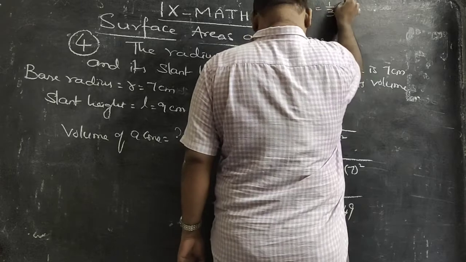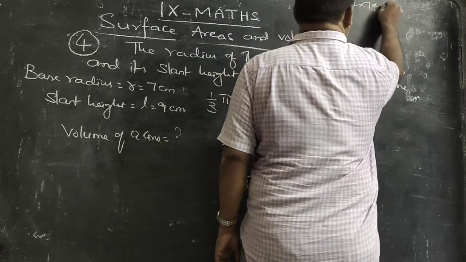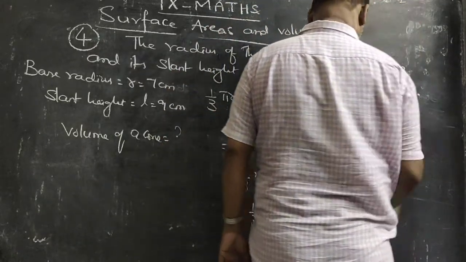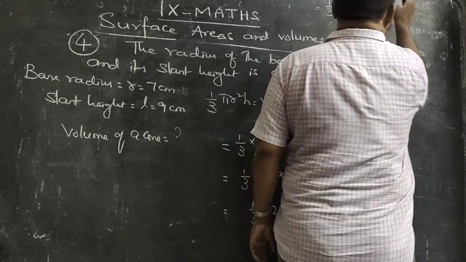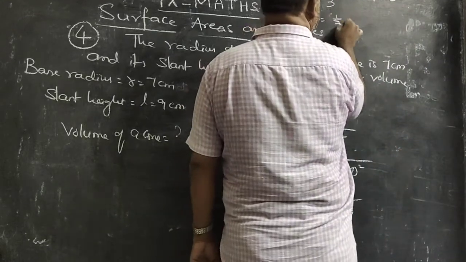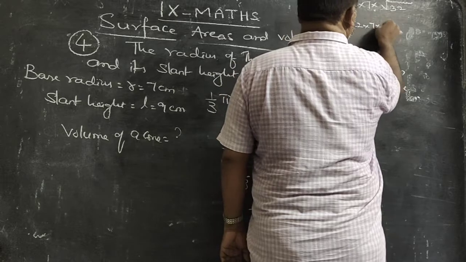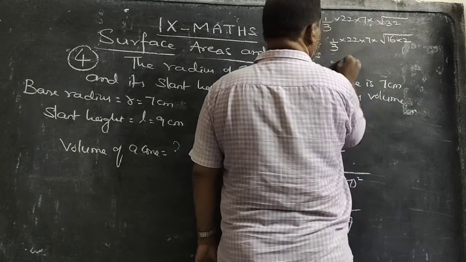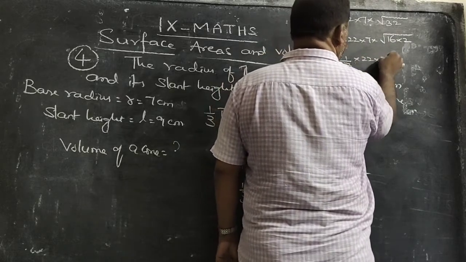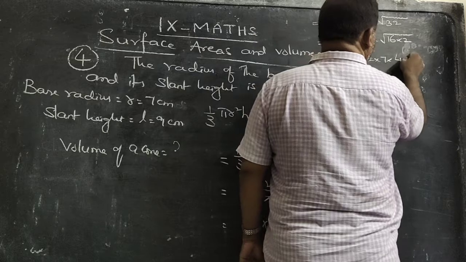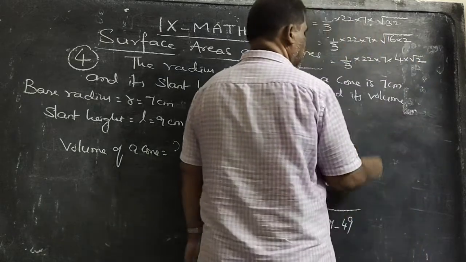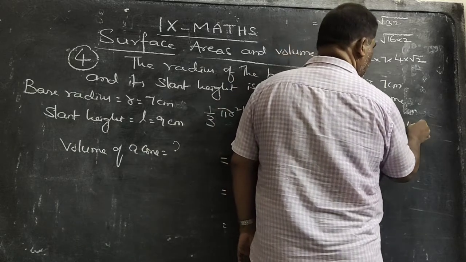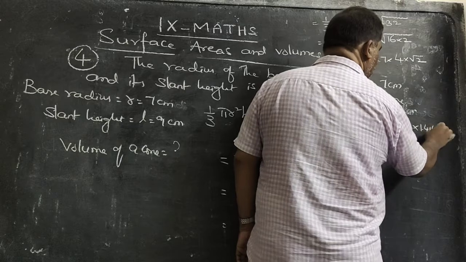So it is 1 by 3 into 22 into 7 into root of 81 minus 49, that is 32. 32 can be written as 16 times 2, 16 you can take out. So 1 by 3, 22 into 7, this is 4 into root 2. Now 1 by 3, 22 into 7 into 4, root 2 value is 1.414.